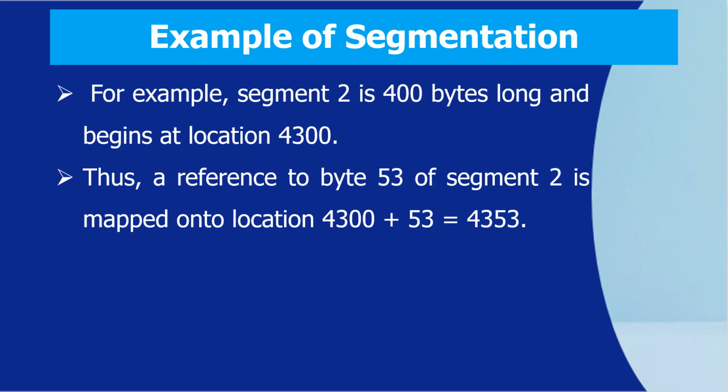Suppose segment 2 is 400 bytes long and it begins at location 4300. So the reference to byte 53 of segment 2 is mapped to location 4300 plus 53, which is equivalent to 4353, the position of that referenced byte.